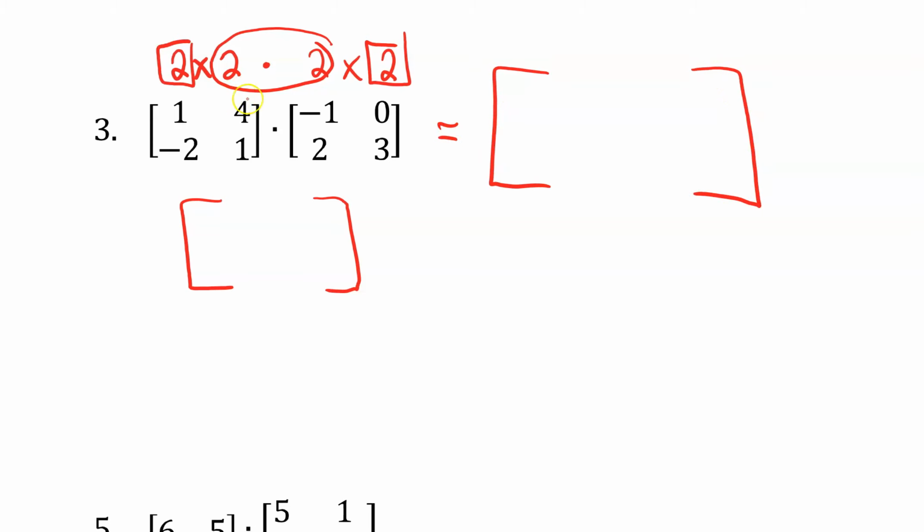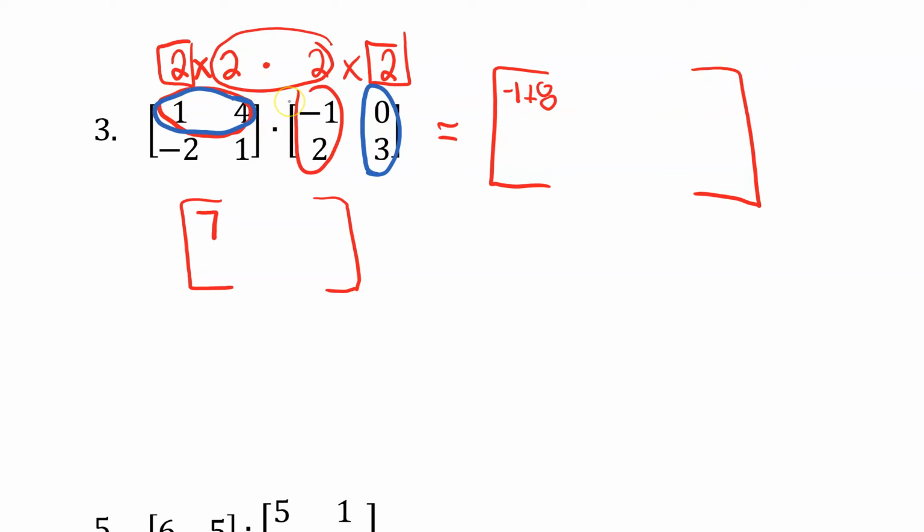All right, so I multiply this first row by this first column. 1 times -1 is -1, but then I need to add that with 4 times 2, which is 8. So that's going to be -1 plus 8, which is 7. Okay. Then I multiply this row by this column, and my answer is going to be over here.